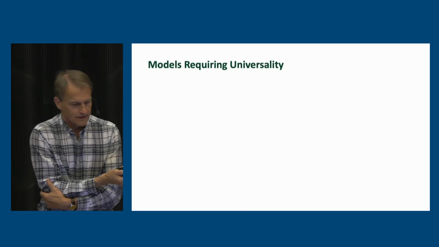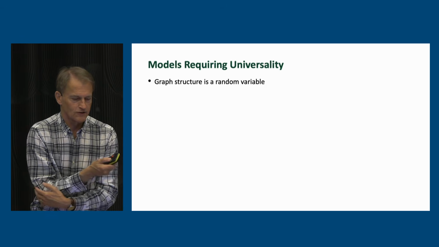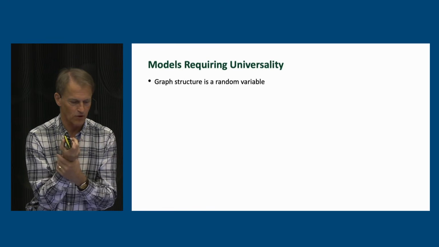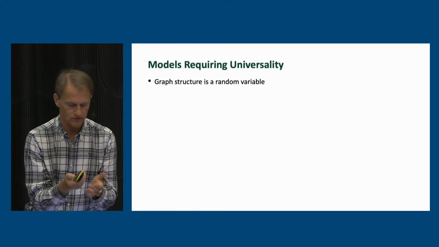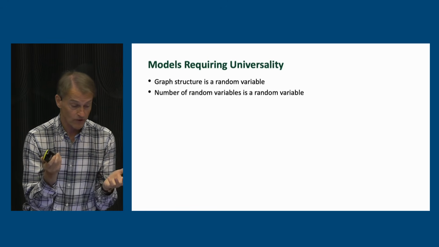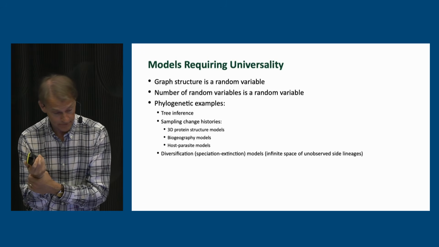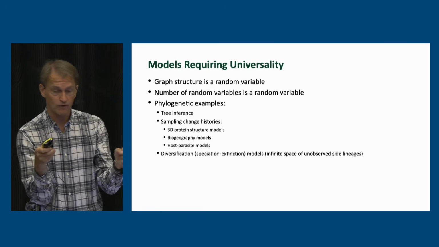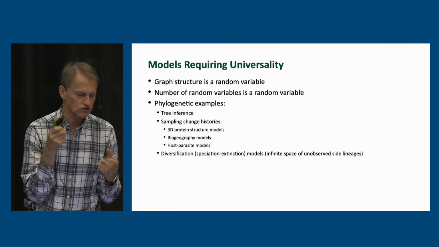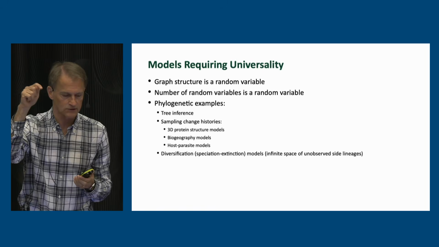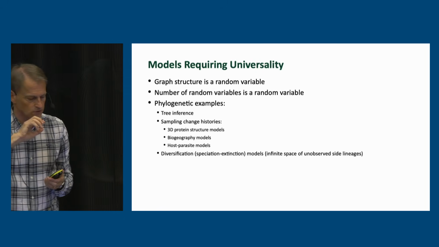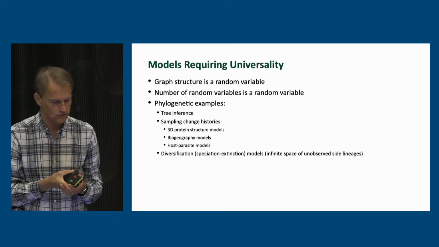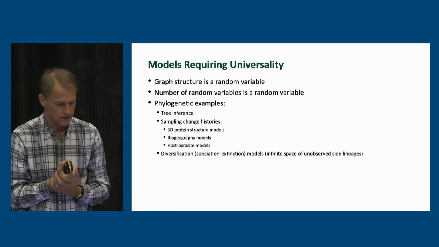So models requiring universality, as opposed to the standard graphical models, are models where the graph structure is a random variable, or the number of random variables is a random variable itself. And there are lots of phylogenetic examples of this, of course, if you want to sample over tree space, or if you want to sample over change histories, so what happens along the branches. There are some complex substitution models that really require us to do that because we can't integrate out those change histories. There are some examples there of that.